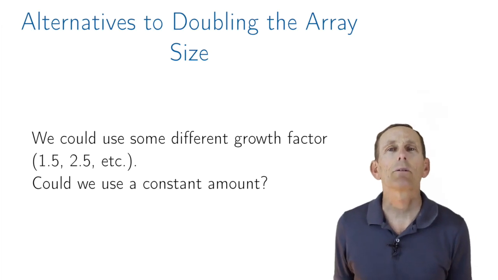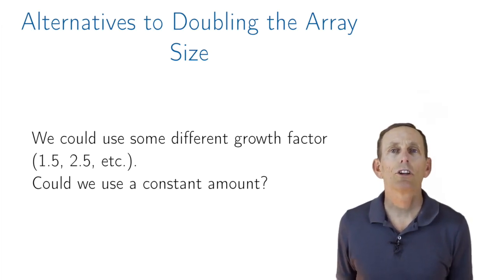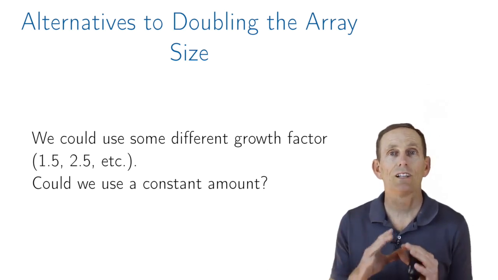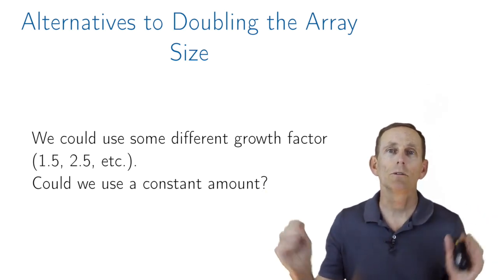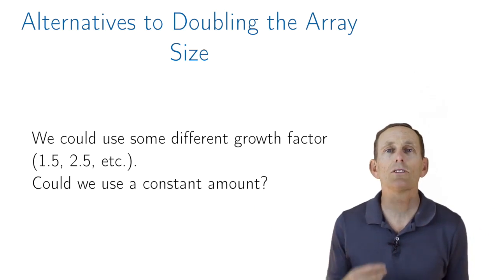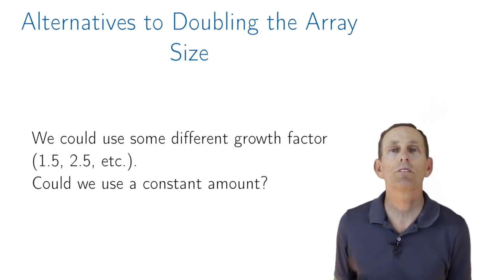Let's go back to the dynamic array. So are there alternatives to doubling the array size? Right? We doubled each time. What happens if we didn't double? Well, we could use some different growth factor. So for instance, we could use 2.5. So grow the array by more than 2, or grow the array by less than 2. As long as we use some constant multiplicative factor, we'd be fine.